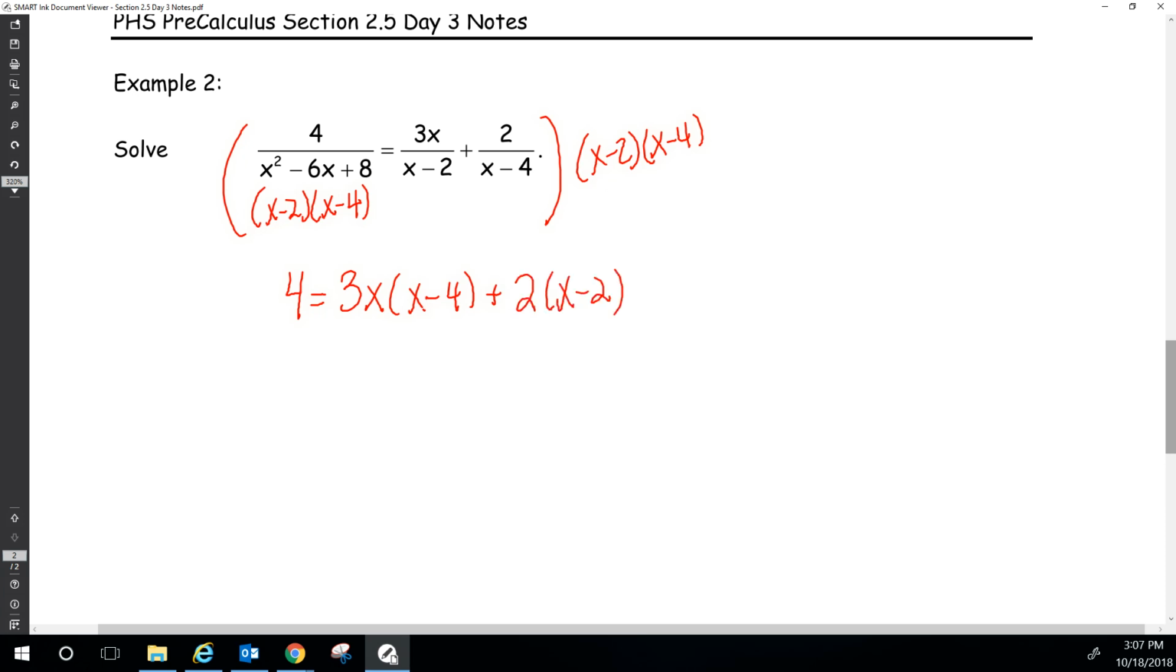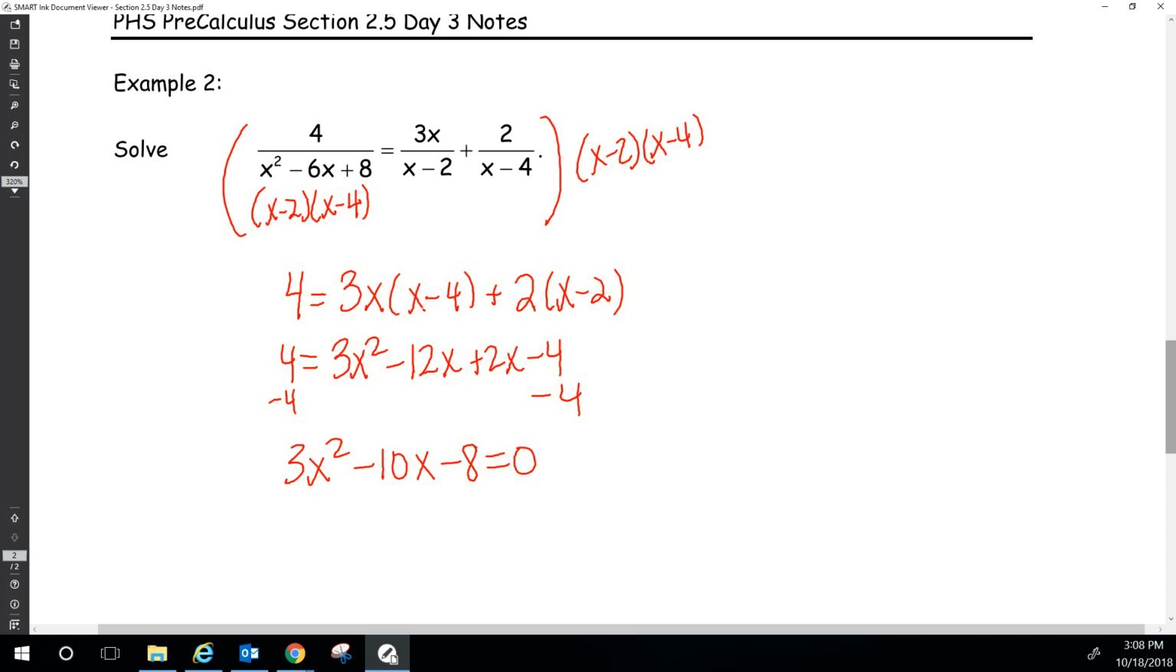Alright, so let's go ahead and distribute and solve this guy. I've got 4 is equal to 3x times x, that's 3x squared. 3x times negative 4 is negative 12x. 2 times x is 2x. 2 times negative 2 is negative 4. I'll move this 4 to the other side. I get 3x squared. Negative 12 plus 2 would be negative 10x minus 8 is equal to 0.